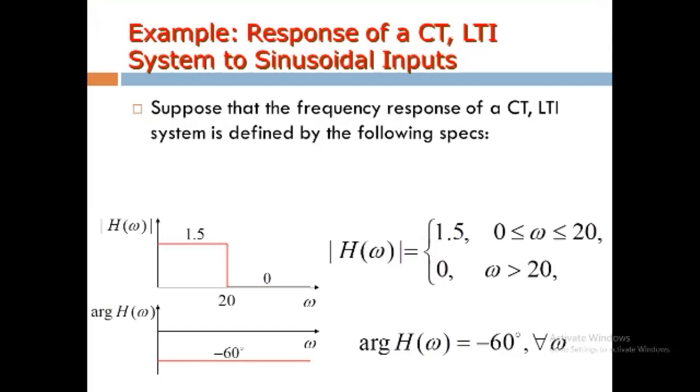Today, we are going to discuss frequency content combining the sinusoidals. Let us suppose that the frequency response of a CT or Laplace inverse transfer system is defined as the following steps.